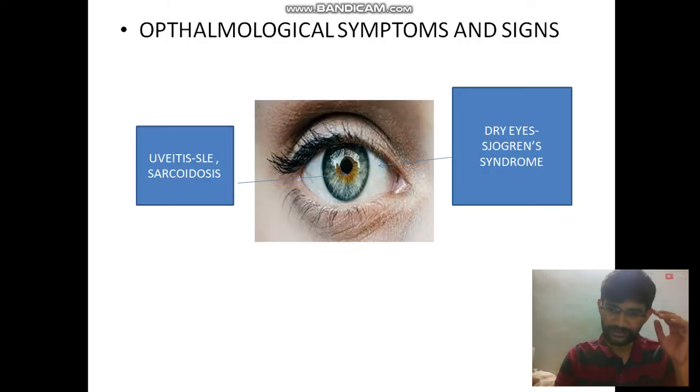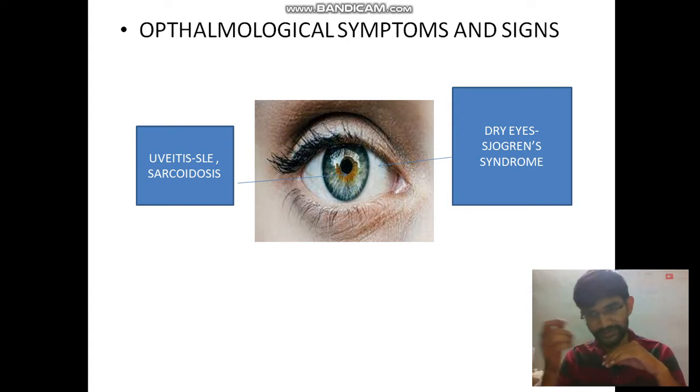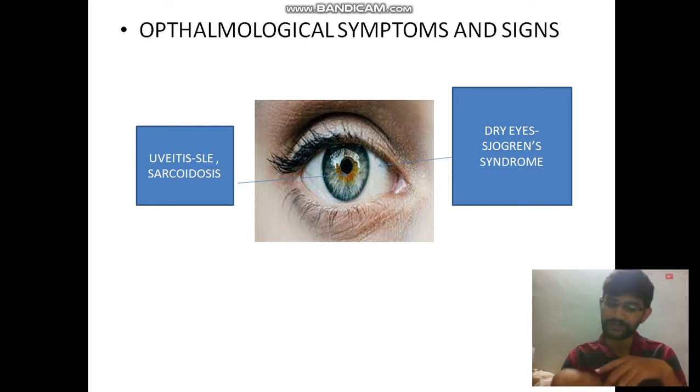So, coming to the system-wise, we will divide the clinical manifestations based on the system. First is ophthalmological clinical features. The patient comes with dry eye. He says that repeatedly he has to put topical solutions and wash his eyes. Then it is a sign of dry eyes, commonly seen in Sjogren's syndrome. If the patient has uveitis, it is commonly seen in SLE and sarcoidosis.